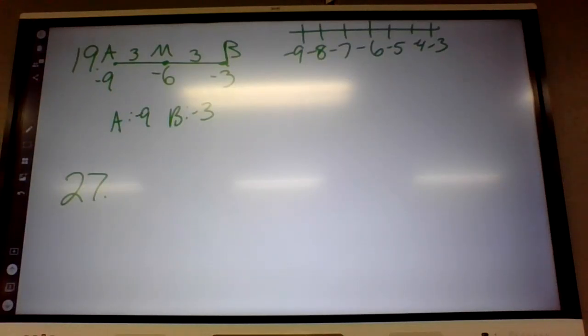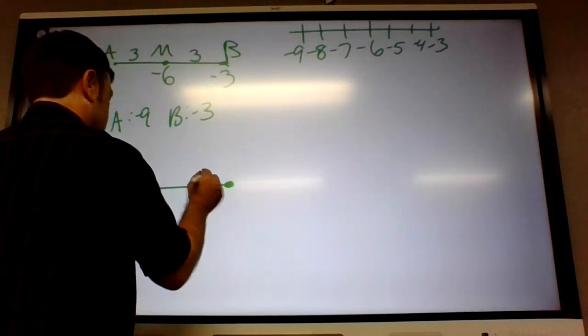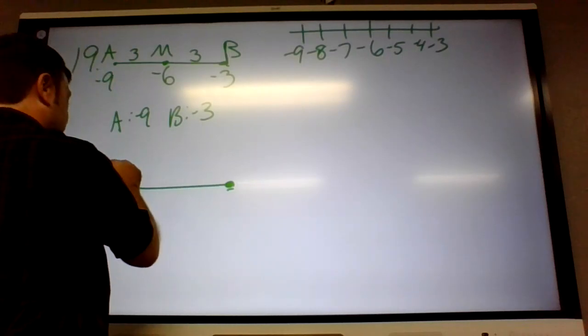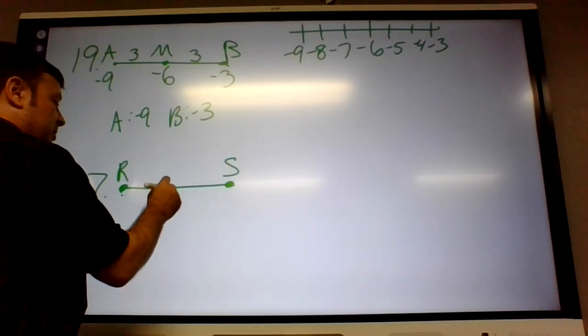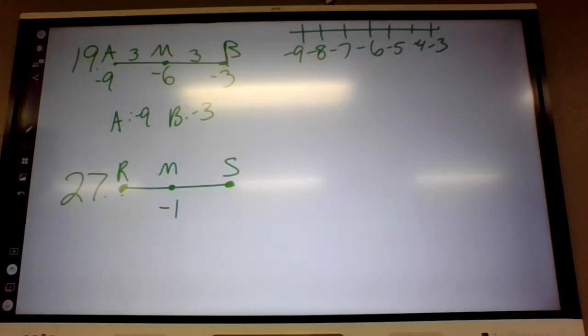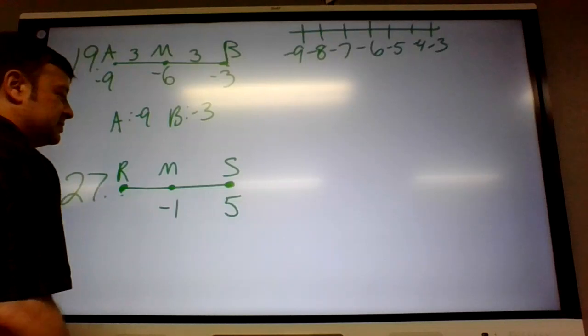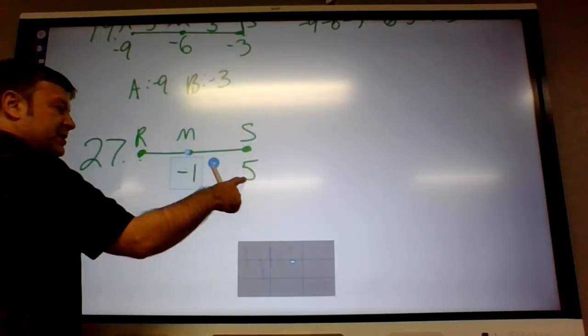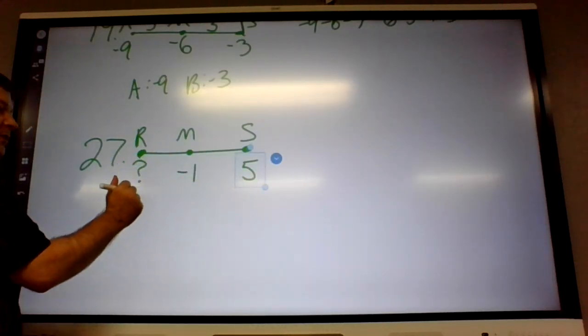Number 27. Solve algebraically. Sketch a number line and illustrate. So basically show your work, like I did on 19. Find the coordinate of R if the midpoint of RS is -1. Let me put those on top. They said the midpoint was at -1. I'll call it M. And the coordinate of S is 5. Do you follow that? Coordinate of the midpoint is -1, coordinate of S is 5. So what is the coordinate for R going to be?